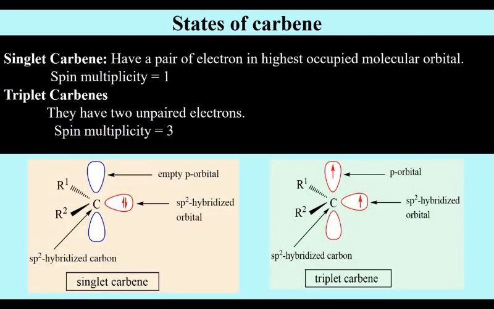On the basis of pairing of electrons, there are two states of carbene. One is singlet carbene, having a pair of electrons in the highest occupied molecular orbital. Its spin multiplicity is 1. And the second one is triplet carbene, which has two unpaired electrons with the same spin, and its spin multiplicity is 3.